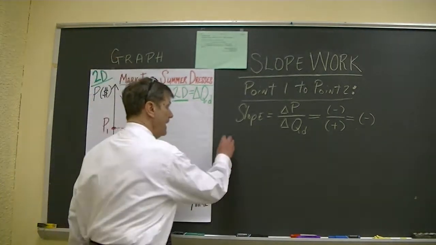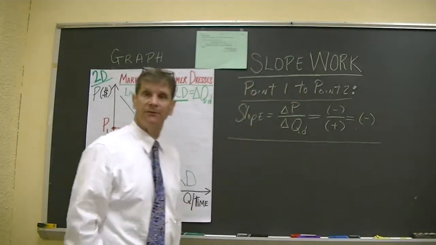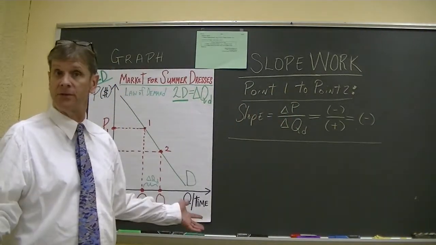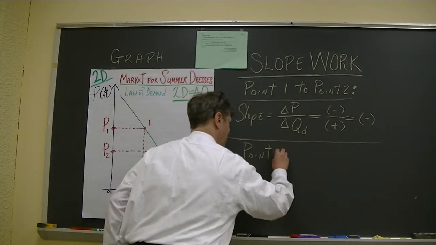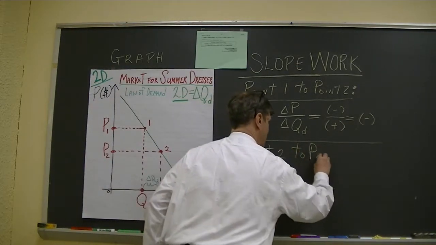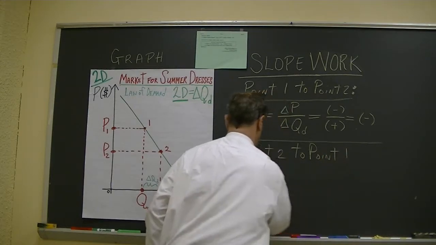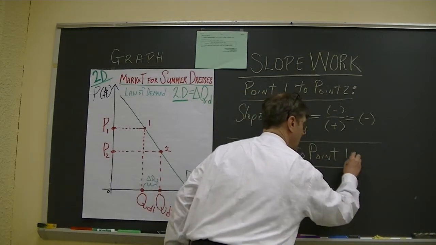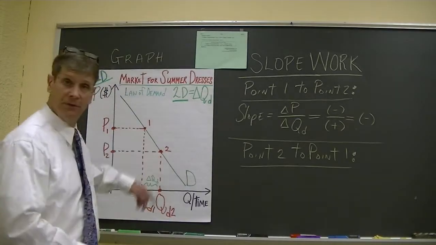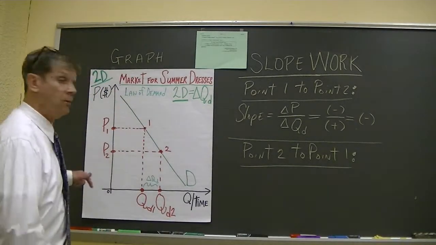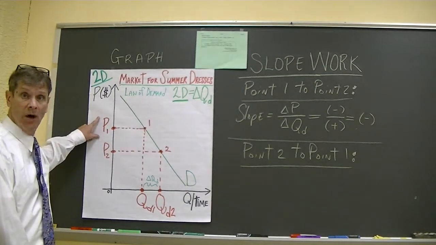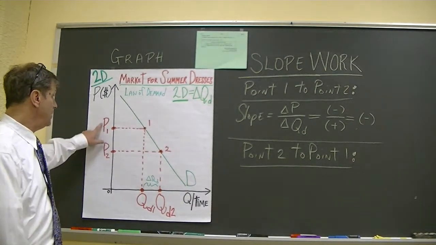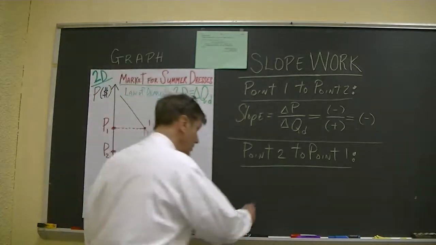Okay? Now, you could say, well, I sort of fixed it that way, but let's prove it. Let's go backwards. What if somehow we started off at point 2 and then went to point 1? Well, the only way that would happen is if the price was at P2 and then went to P1. Well, P2 to P1 is an increase in the price. Well, let's take a look.